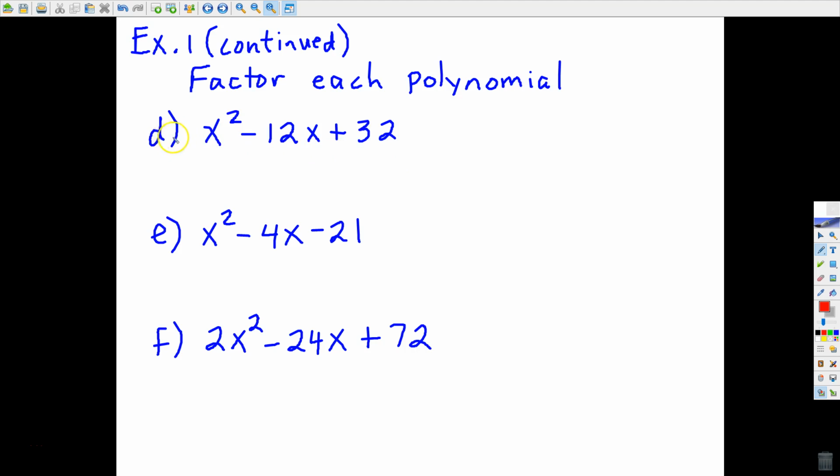We're still looking for a GCF in letter D, but I don't see one. My coefficients are 1, -12, and 32. We don't consider 1 when we're thinking of a GCF in this case. So they all don't have a common variable, so the bottom line is there is no greatest common factor among these three terms. So my next best thing in factoring will be seeing if I can factor these out as two linear binomials multiplied together.